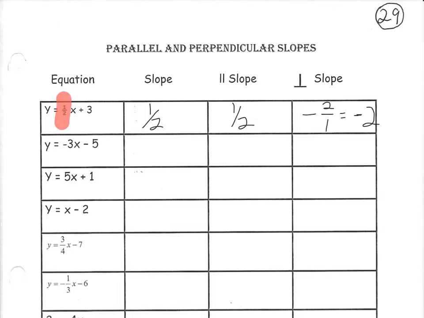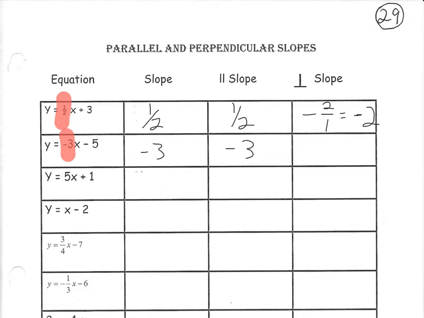Next one, we're going to do the same thing. Again, looking at that slope right there in front of X. So we're going to start off, the slope is negative 3. And as I said a moment ago, parallel slope is exactly the same. So we're going to copy that over. Slope on our parallel line should be negative 3. Then we're going to look at our perpendicular slope. So negative inverse. First thing we need to do is change the sign. So it's already a negative. So my answer is going to be a positive.